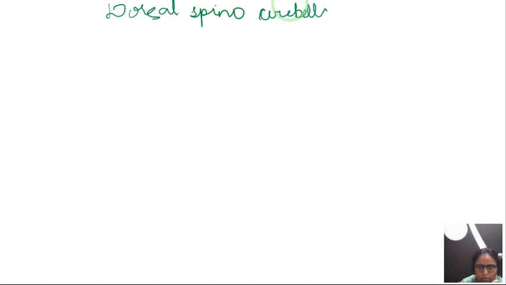Let me take the new slide. So now we will study the dorsal spinocerebellar tract. Before studying it, we will see a few terms which are related to it.